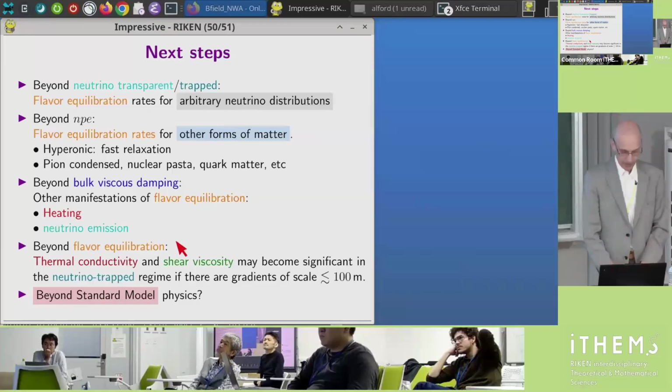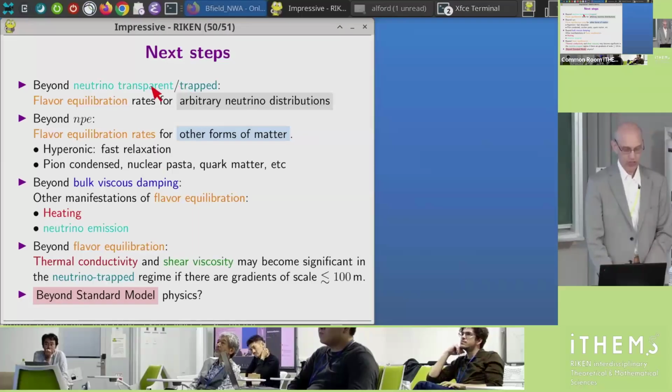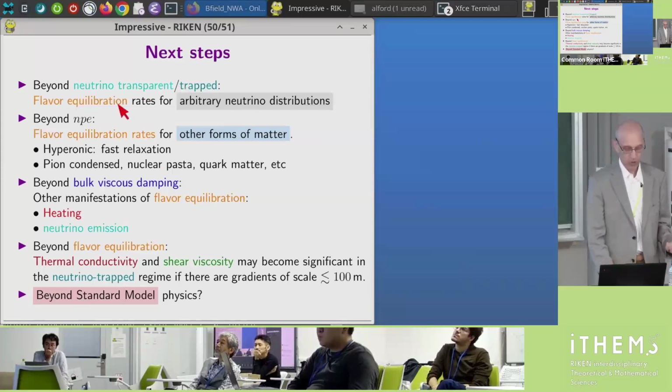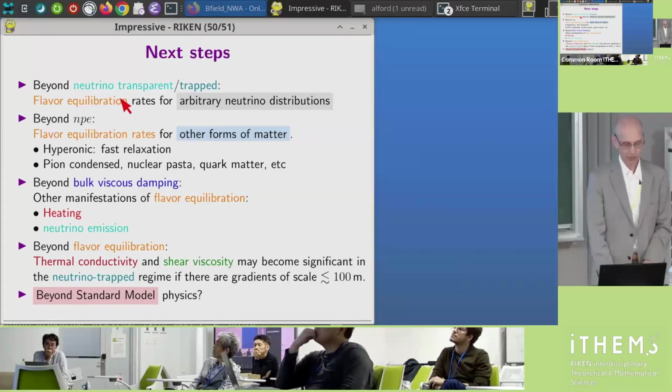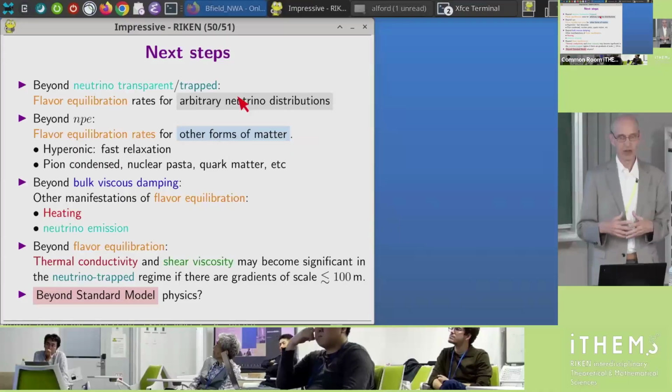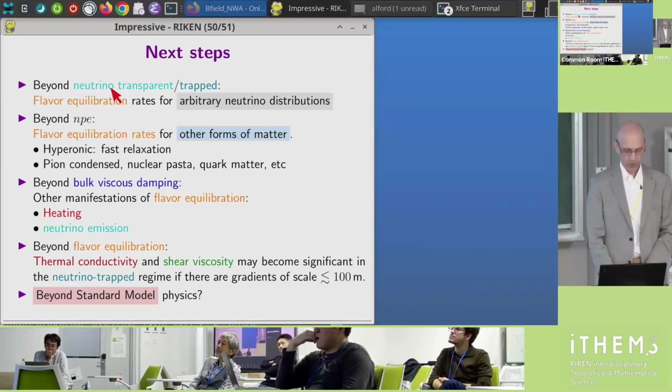So, okay, what do we do next? Well, I was sort of stuck with these 2 regimes where you can easily do calculations, the neutrino transparent regime and the neutrino trapped regime. What you'd like to do, and I have a student working on this at the moment, is do these sort of equilibration rates, these basically neutrino absorption and emission processes for arbitrary neutrino distributions. And there are people calculating these, doing Monte Carlo simulations of neutron star mergers where they simulate the energy distribution of the neutrinos in fluid elements, as well as the static properties like density and temperature. So we're working with one of those people, Francois Foucault, on that.